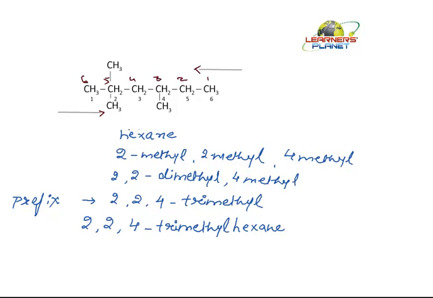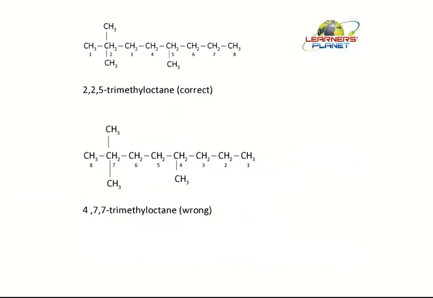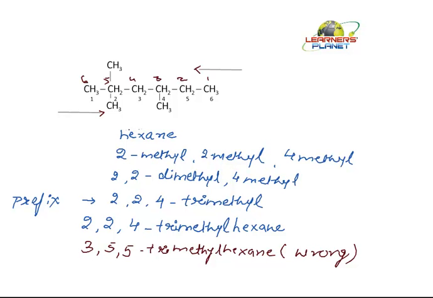Then what would my compound be? It would be 3-methyl. I can number it from that side also. And its name will become what? 3,5,5-trimethylhexane. But this is wrong, students. I'll tell you why. In my next rule, I'll tell you why it is wrong.